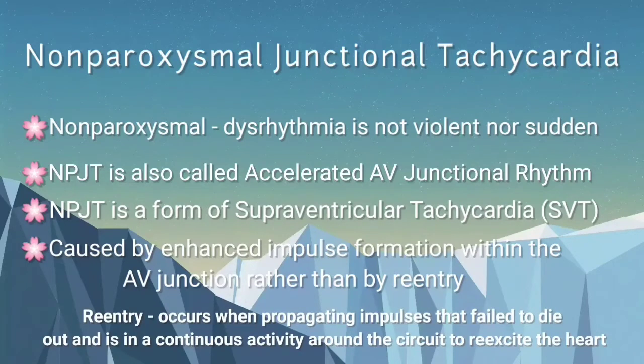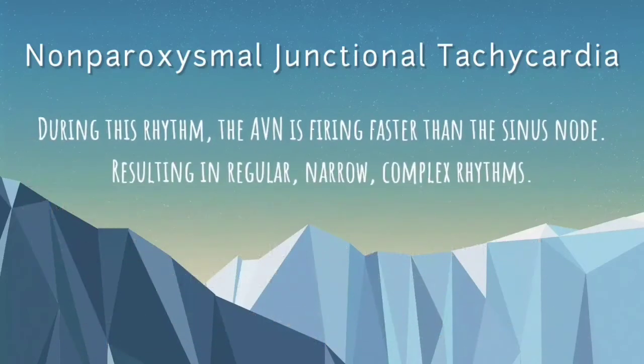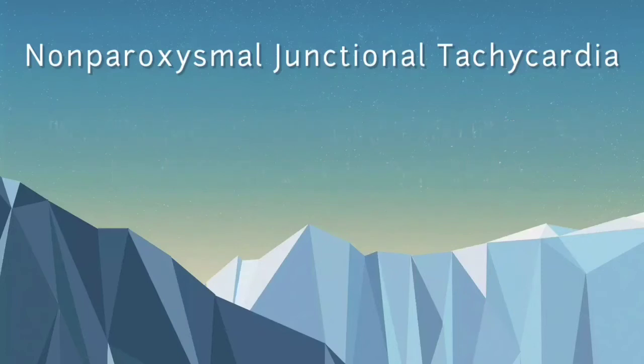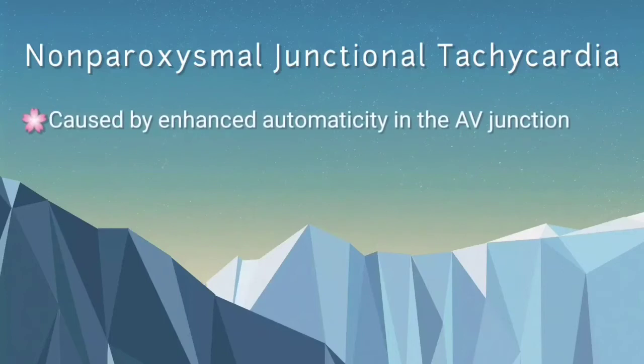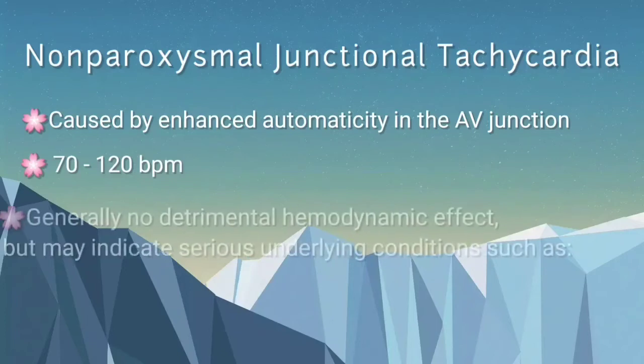Reentry basically refers to propagating impulses that fail to die out and are in continuous activity around the circuit to re-excite the heart. During this rhythm, the atrioventricular node is firing faster than the sinus node, resulting in a regular, narrow complex rhythm. NPJTs are caused by enhanced automaticity in the junctional area and have a rate of 70 to 120 beats per minute.